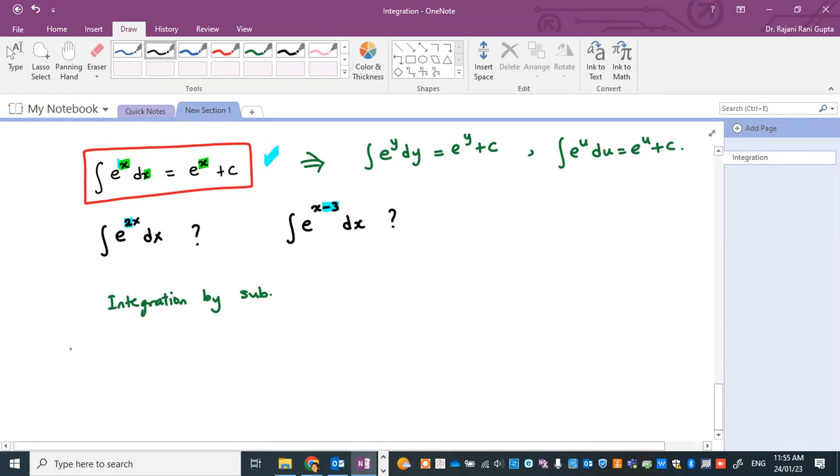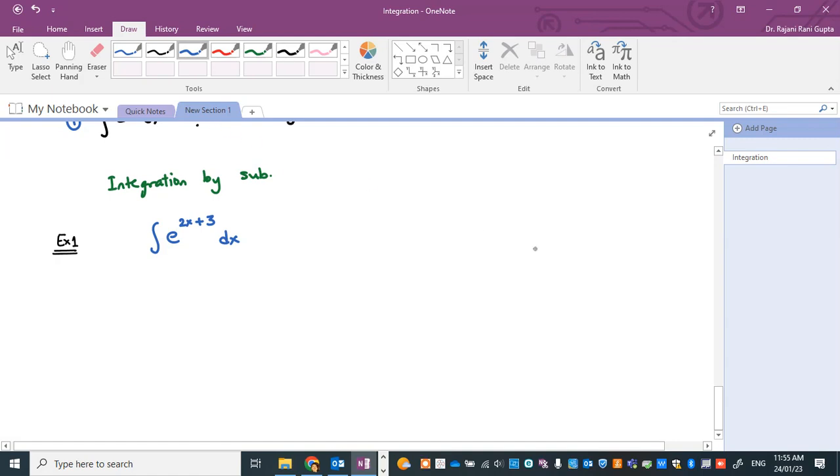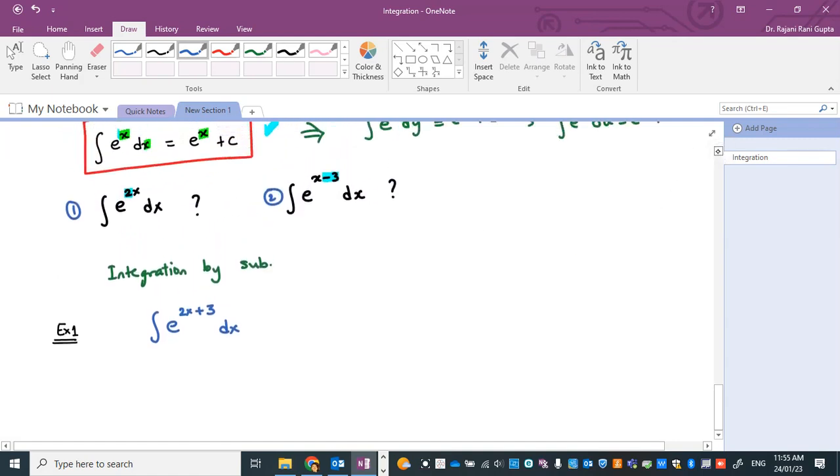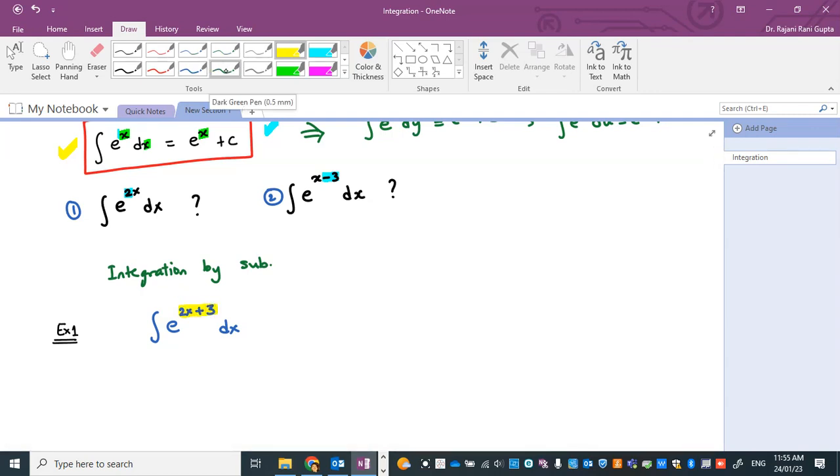So let's understand this with the help of an example. Suppose you have to integrate e power 2x plus 3 dx. In this question, I have taken a combination of both 1 and 2. Some number is multiplied with x, as well as there is addition or subtraction of two numbers. Now we know that the matching rule for this is this one. But for that, we should not have 2x plus 3. In place of 2x plus 3, we should have one variable only. So how do we overcome this issue?